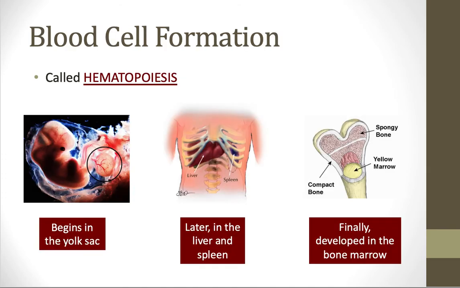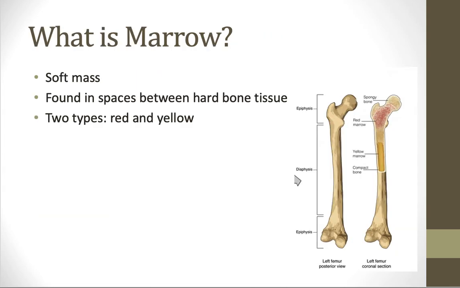The final function is blood cell formation. This is called hematopoiesis. Hematopoiesis begins in the yolk sac in utero, later in the liver and spleen, and then finally, blood cells are formed in the bone marrow. So what is marrow? Marrow is a soft mass that is found in the spaces between our bone tissue.